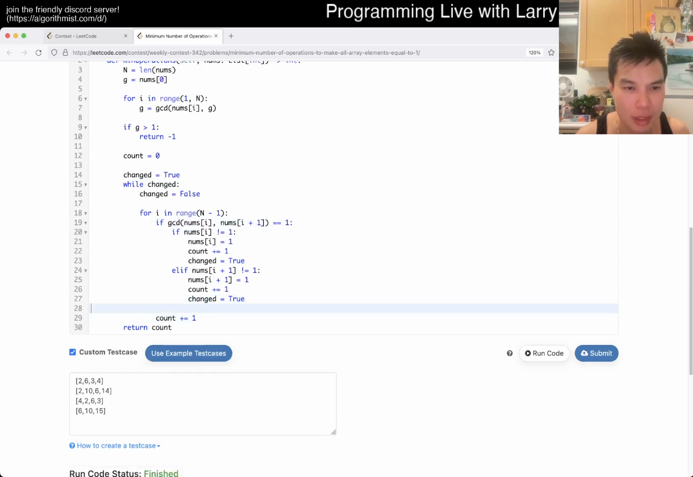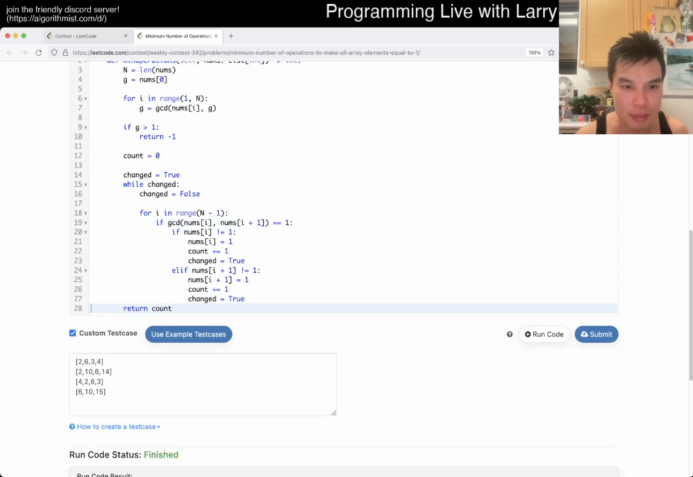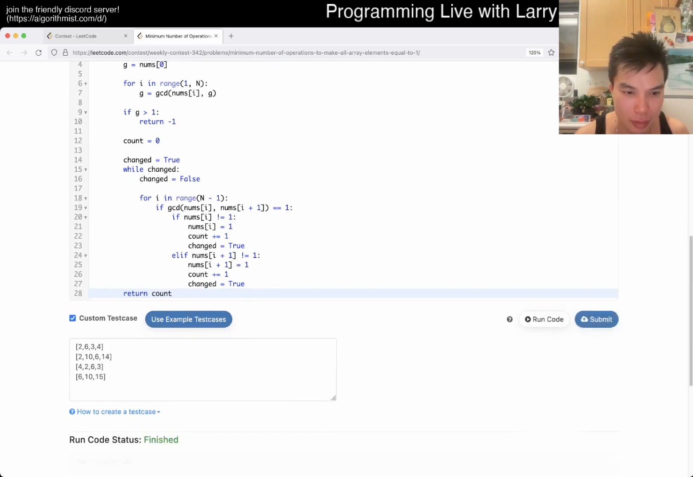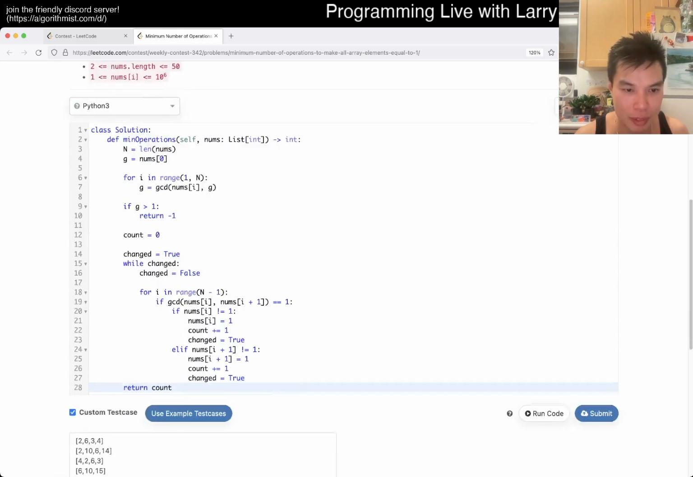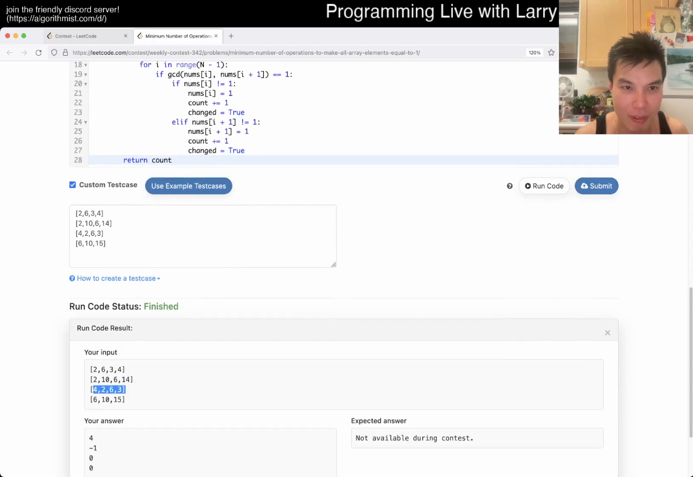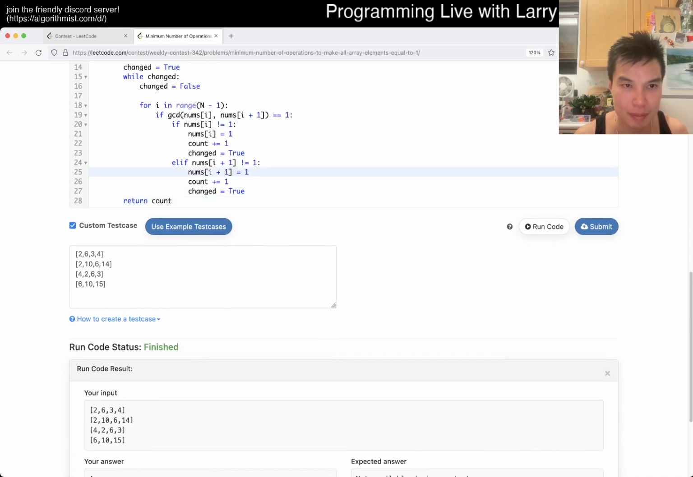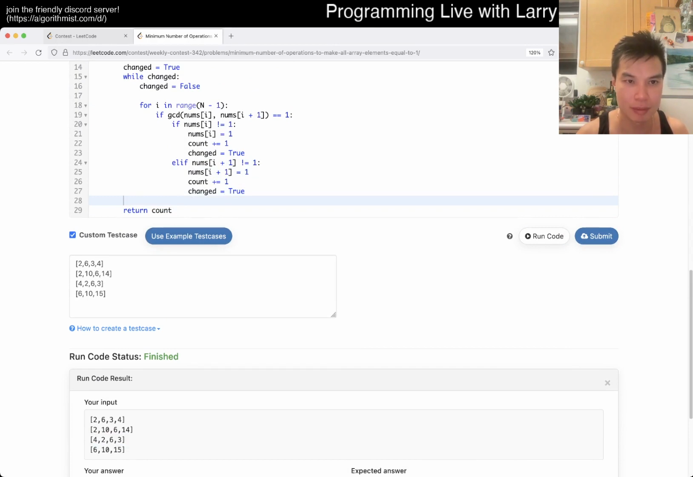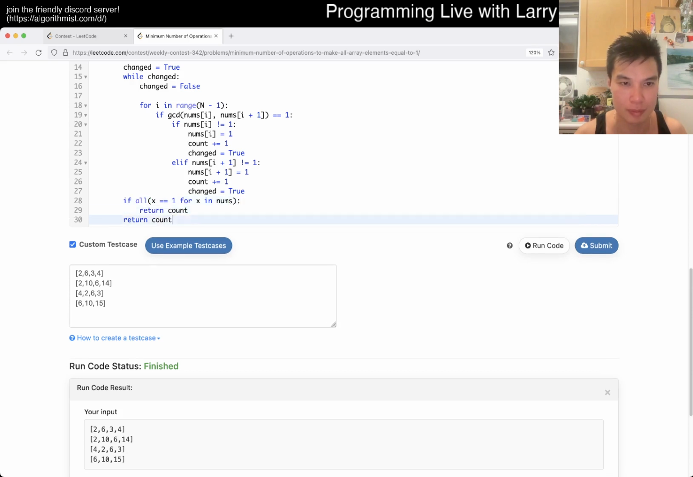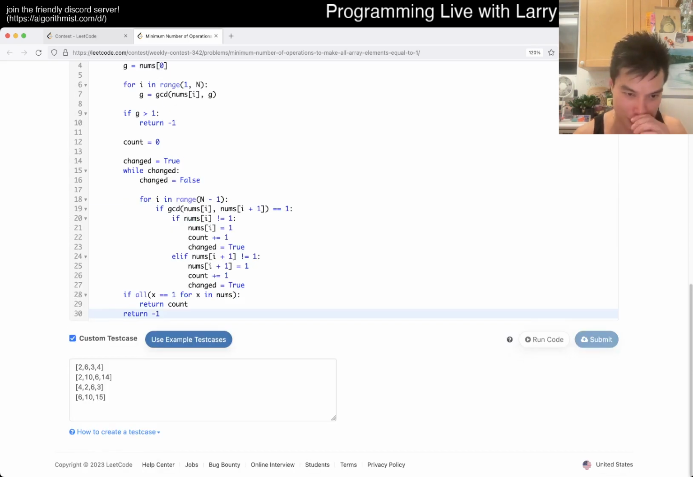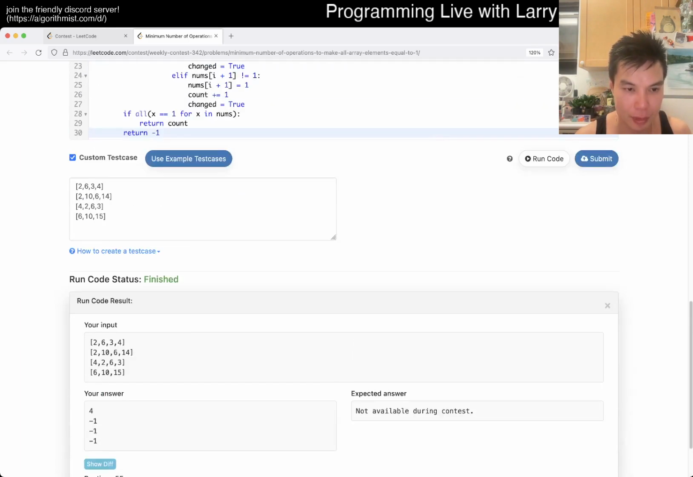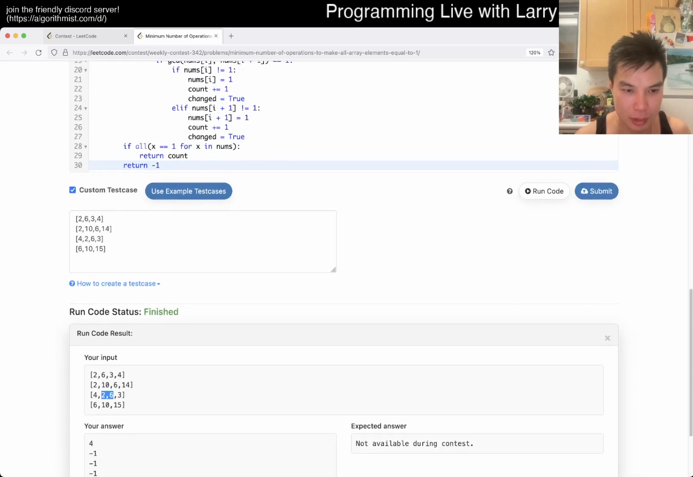What is that? -1 is fine, but then this is just wrong, right? Oh. If... but that means that this is wrong, right? 4263.